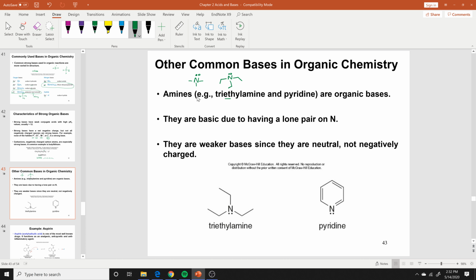So I can have amines that basically have CH3s around them, ethyl groups around them, or any type of alkane chain around them. Or I can have pyridine in there. All of these are nitrogen bases. These are neutral. These are considered to be weak bases. They are not strong bases.